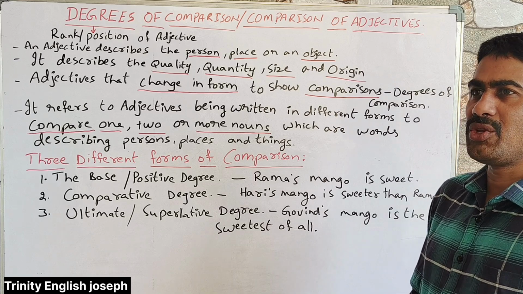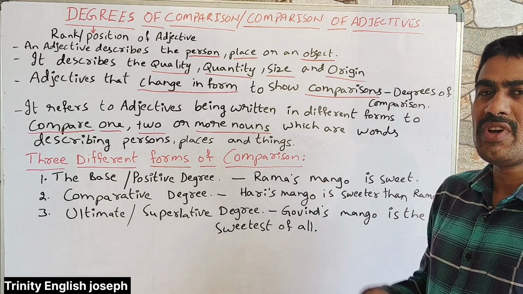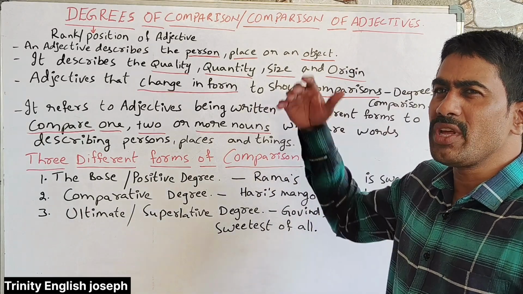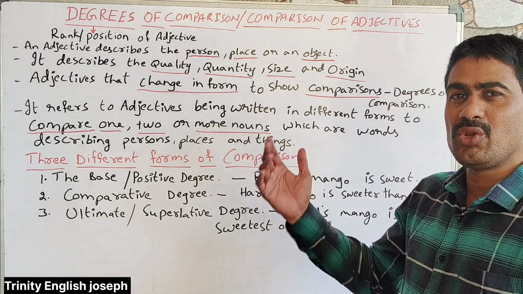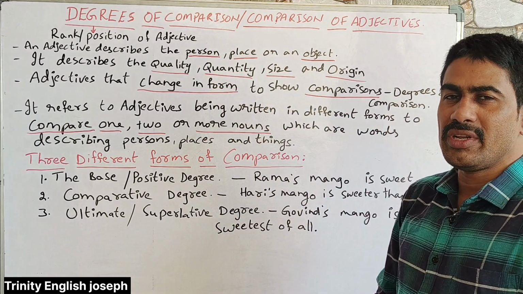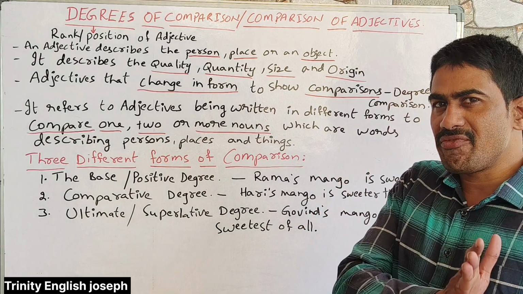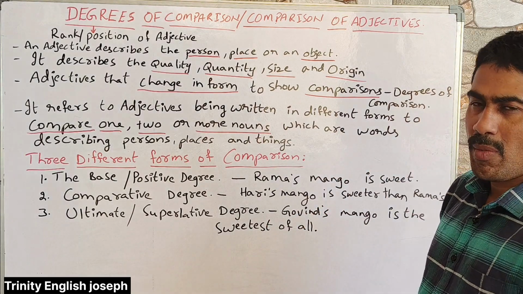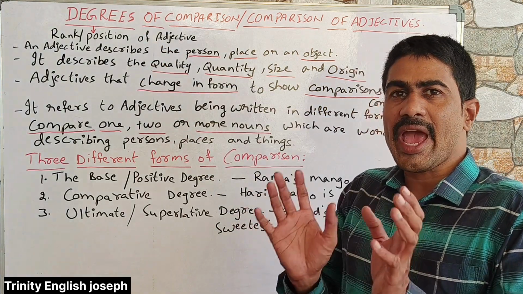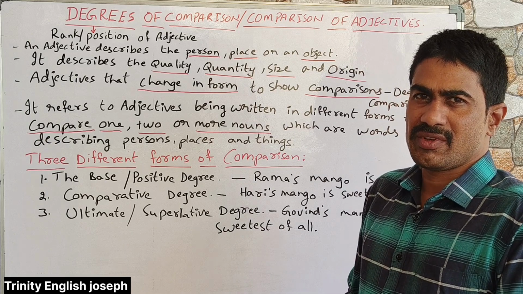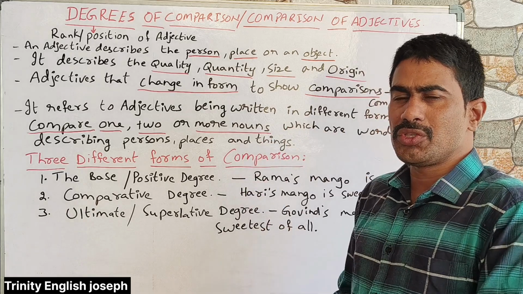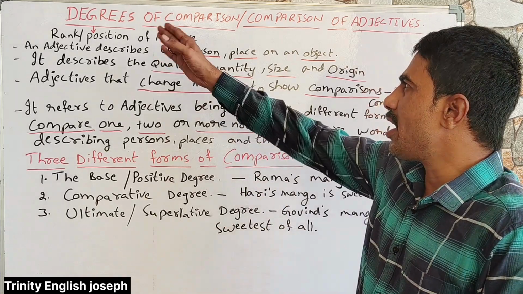Before entering into the topic, first let us understand the name of the heading. What is meant by degrees of comparison or comparison of adjectives? The moment you speak about this word comparison, it is getting the difference or the similarity of something. And degree means a rank or position of the adjective. So in what rank or in what position we use the adjective is called degrees of comparison.